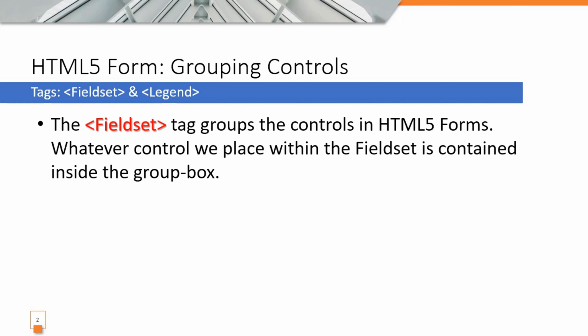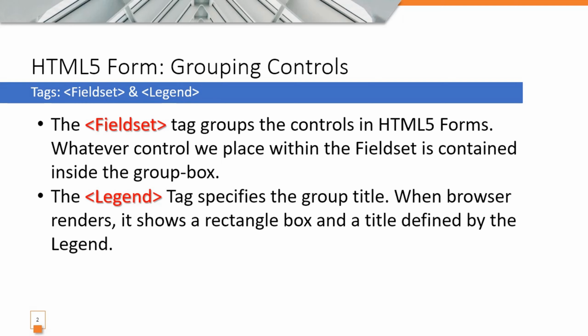The FieldSet tag groups the controls in HTML5 forms. Whatever control we place within the field set is contained inside the group box. First we mark the content with a field set. Then inside the field set we place multiple control elements, or input elements. All these controls together form a field set, which means together they form a group box.